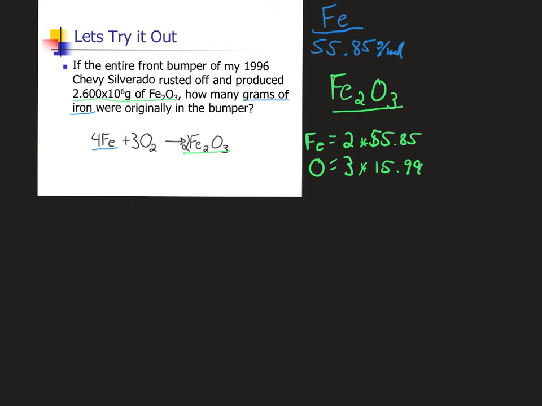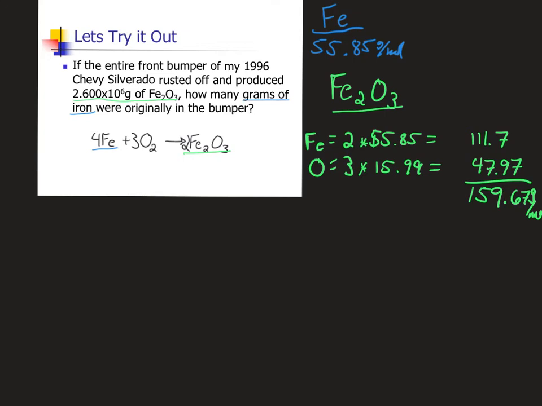Okay. Now that I have that, I can do the multiplication. Times 2, 87.97. Add those together to give me 159.67 grams per mole. All right, so let's do the whole problem.